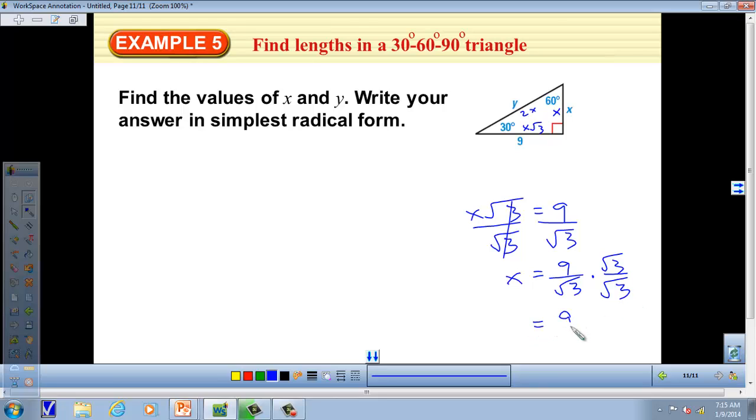denominator, we get 9 rad 3 over 3, which reduces, if we change this to a 1 and this to a 3, to 3 rad 3. That means that this distance right here is 3 rad 3. Now we know that this is twice as big, so y is going to be equal to 2 times 3 rad 3. Okay? Again, we know x rad 3 is equal to 9, so we solve that and we got 3 rad 3. So that means that this short leg is 3 rad 3. The long leg is twice as big, so it's going to be 2 times 3 rad 3, which is 6 rad 3.